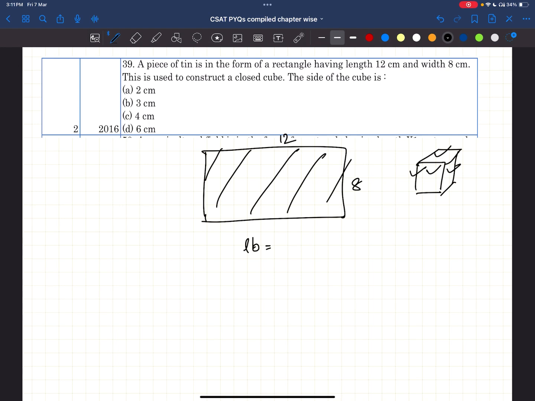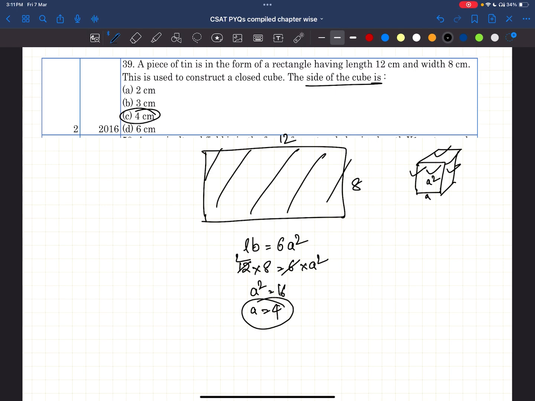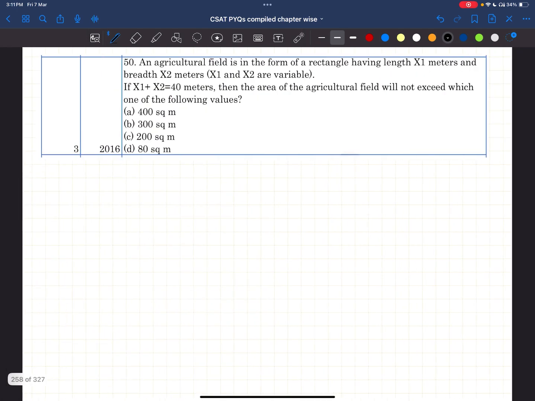There are 6 faces, and each face is a square with area a square, where a is the side of the cube. The surface area will be 6a square. Now simply substituting, 12 into 8 is equal to 6 into a square. So a square is equal to 16, and a is equal to 4. The side of the cube is 4 centimeters. Very simple question. Now, let's go to the next question.